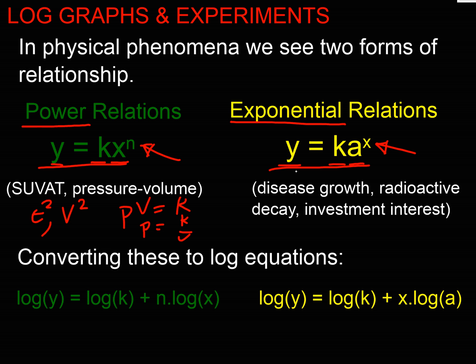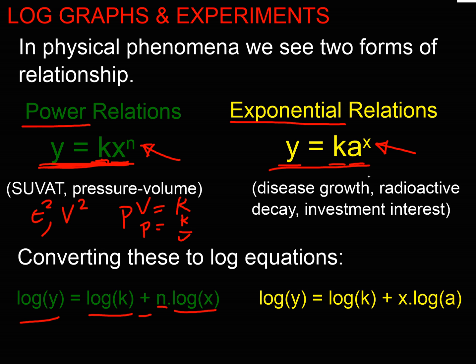Well, how do we do that? We can log these equations. So let's have a look at the power relationship. If I log this equation, on the left hand side I just get log y. On the right hand side there's k, the constant. Well, that just becomes log k, and as it's multiplied by x to the n, the multiplication becomes a plus. What happens to the x to the n? Well, that becomes n lots of log of x. So there we are with that one.